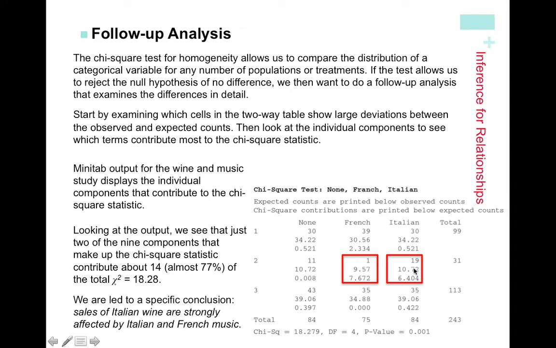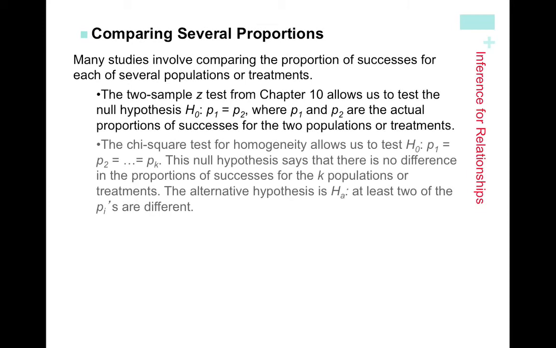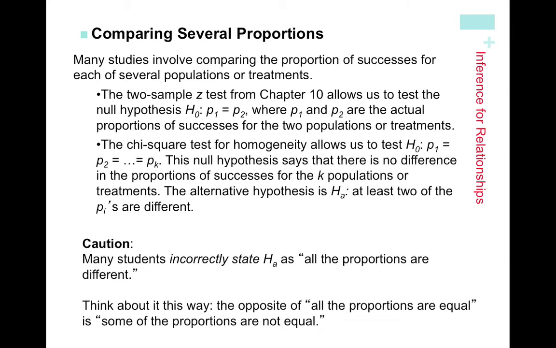That caused us to reject in that first example. In the second example, we did a fail to reject, so there's no point in doing a follow-up analysis. Just watch how you write your hypotheses. Always, the alternative is that at least one of the above, or at least two, are different.